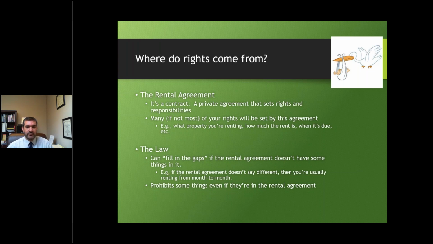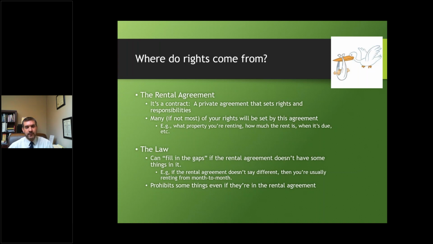But the Residential Landlord-Tenant Act and common law fill in the gaps when the rental agreement either doesn't address something, or if the rental agreement has a provision that is prohibited by law. So as an example, landlords are required to maintain the property, not entirely, but they're supposed to maintain the big things, plumbing systems, electrical systems. If the door gets damaged or taken off the hinges, that's the landlord's issue.